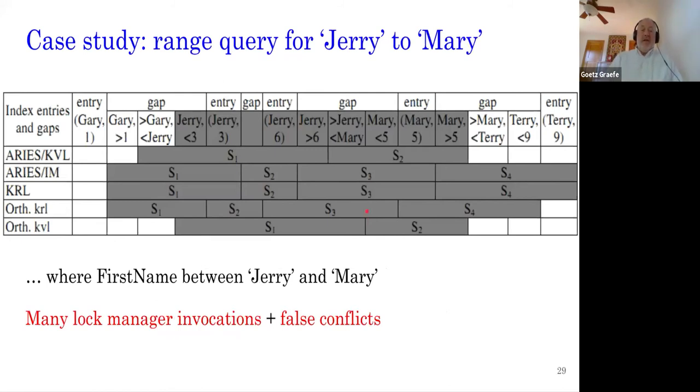You again see that ARIES KVL does somewhat well, still overlocks a little bit on the left. The next three methods overlock and require more lock manager invocation than they really should. Whereas orthogonal key value locking would lock key value Jerry, including its succeeding gap here. And then it would also lock key value Mary, but without the succeeding gap, because we don't need it for the query.